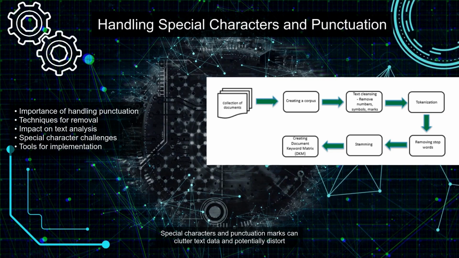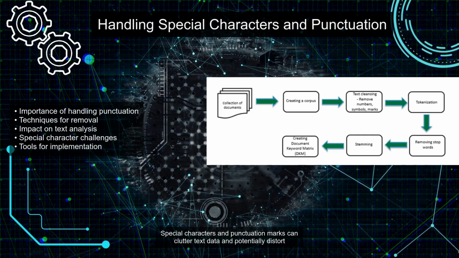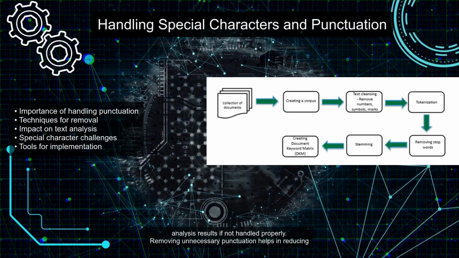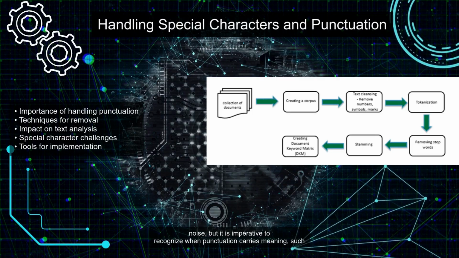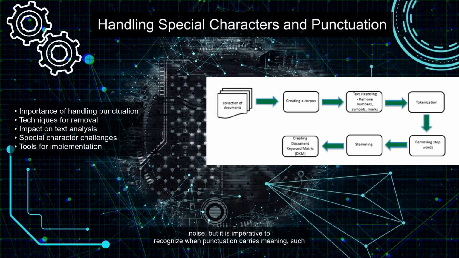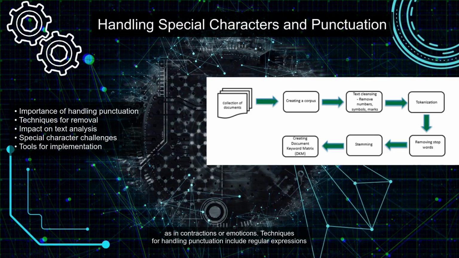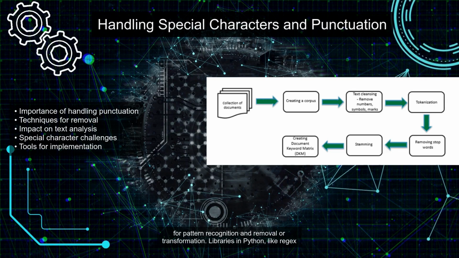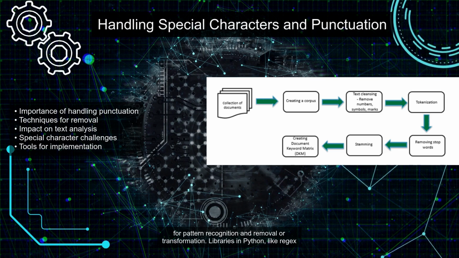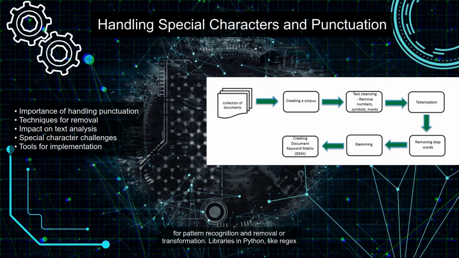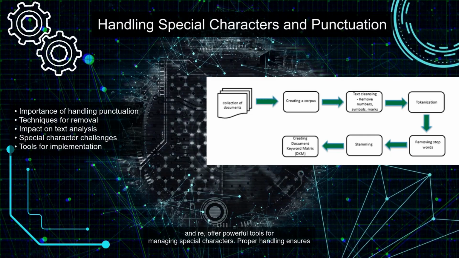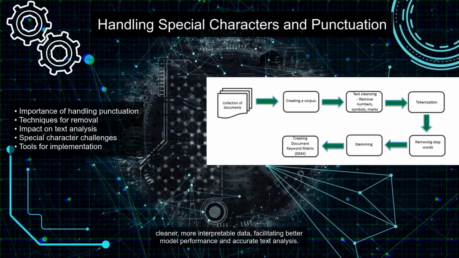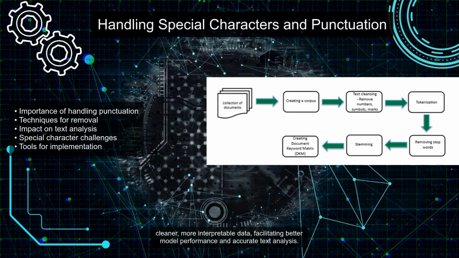Special characters and punctuation marks can clutter text data and potentially distort analysis results if not handled properly. Removing unnecessary punctuation helps in reducing noise, but it is imperative to recognize when punctuation carries meaning, such as in contractions or emoticons. Techniques for handling punctuation include regular expressions for pattern recognition and removal or transformation. Libraries in Python, like regex and re, offer powerful tools for managing special characters. Proper handling ensures cleaner, more interpretable data, facilitating better model performance and accurate text analysis.